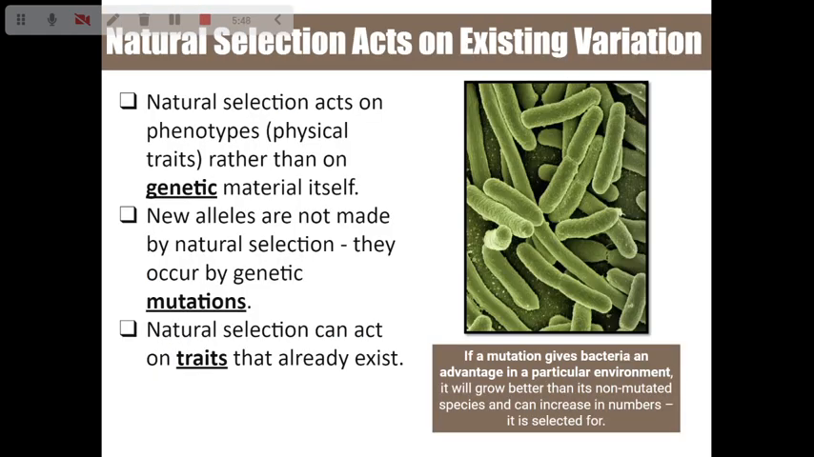Natural selection acts on existing variation. Natural selection acts on phenotypes, which is the physical traits, rather than on the genetic material itself. New alleles are not made by natural selection, they occur by genetic mutations. Natural selection can act on traits that already exist. If a mutation gives bacteria an advantage in a particular environment, it will grow better than its non-mutated species, and then it can increase in numbers that it is selected for.